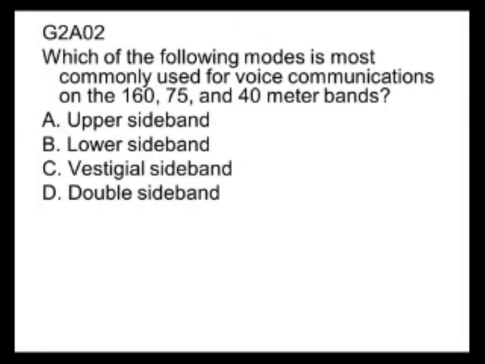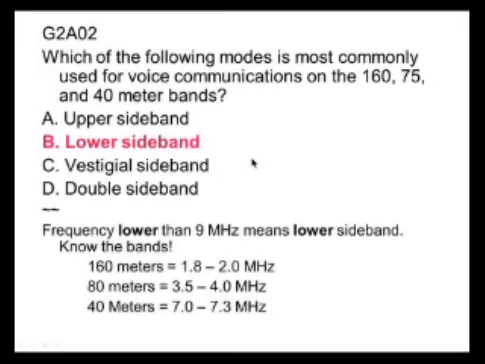Which of the following modes is most commonly used for voice communications on the 160, 75, and 40-meter bands? This is below 9 megahertz, so the answer is going to be lower sideband. Frequency lower than 9 megahertz means lower sideband. If you know the bands, then you shouldn't have any trouble with that.